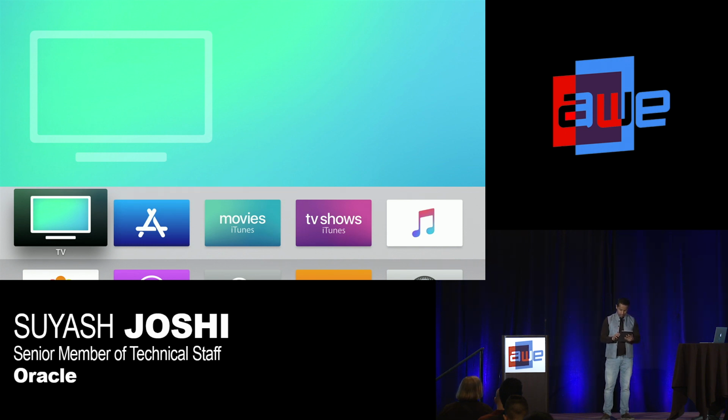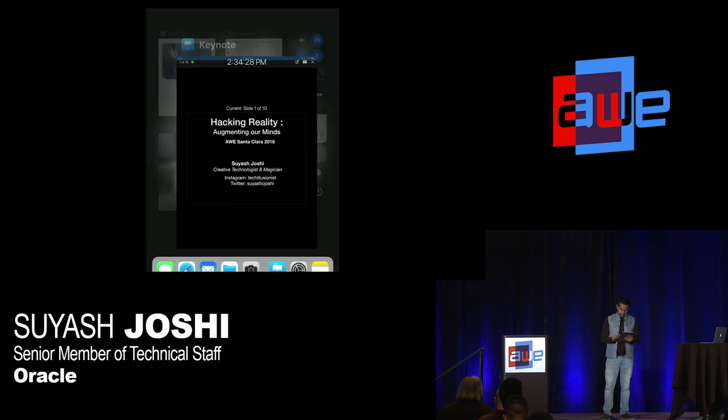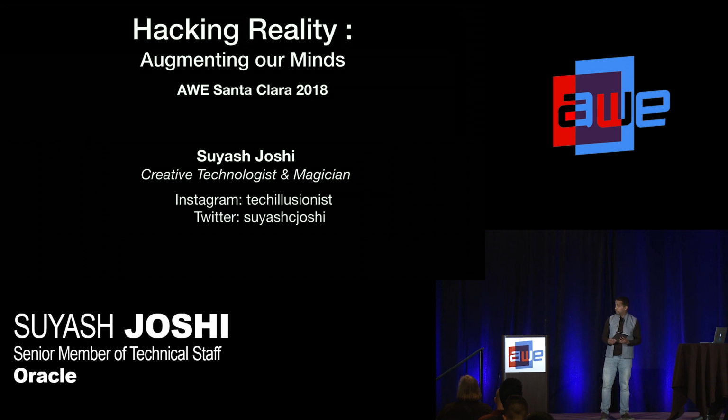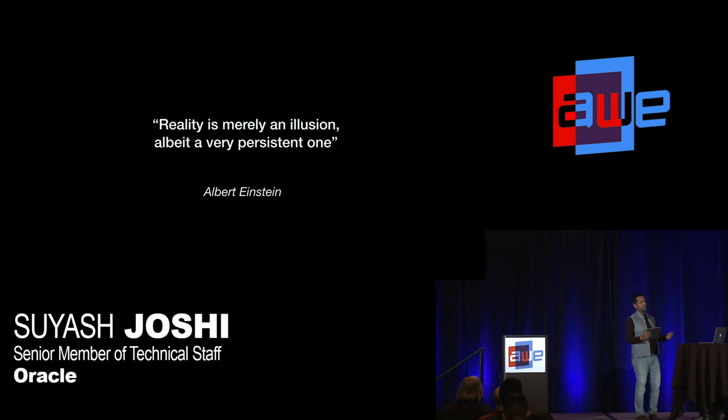Start this. So, again, my name is Suyash Joshi. I'm a magician, more a technologist is my background. I also do juggling, all kinds of cool stuff. I wear many hats.